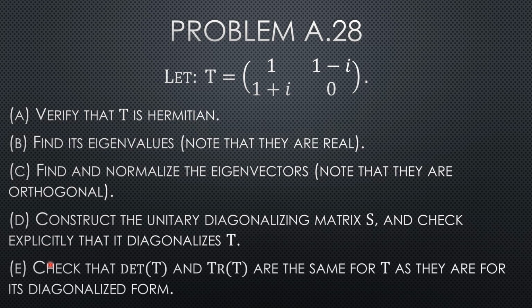And then in part E, check that the determinant and trace of T are the same for T as they are for its diagonalized form. So this will be a big talking point.